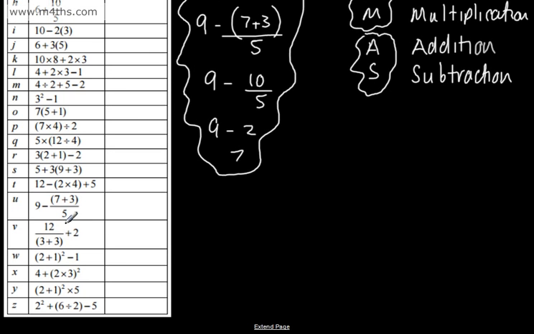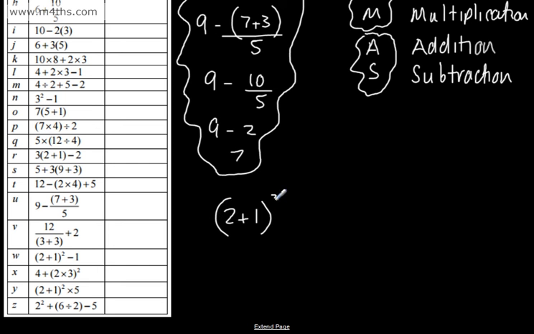Okay, this one, nice and straightforward. We would do the brackets first. 3 plus 3 is 6. That would be 12 divided by 6, which is 2, plus 2, which is going to give me now 4. Nice and straightforward. So let's go on to the next one, as that one was very similar to the last one.